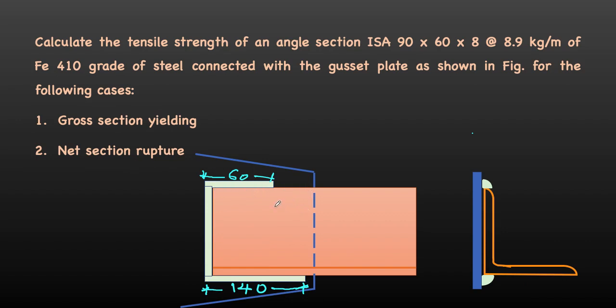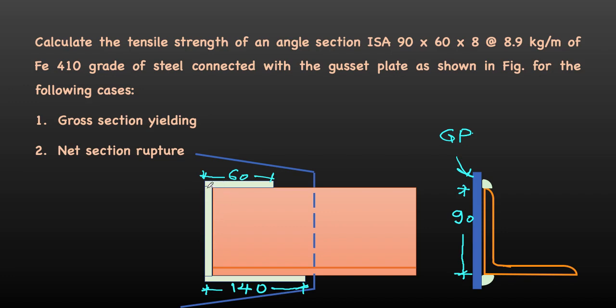Let us understand the diagram. We are having now this angle section. This is the gusset plate, and this angle section, as you can see over here in the cross section, its longer leg is connected. So this 90 mm leg is connected to the gusset plate, and how is it connected? Here you can see at top and at bottom welding is provided. At the same time, welding is provided on this surface also.